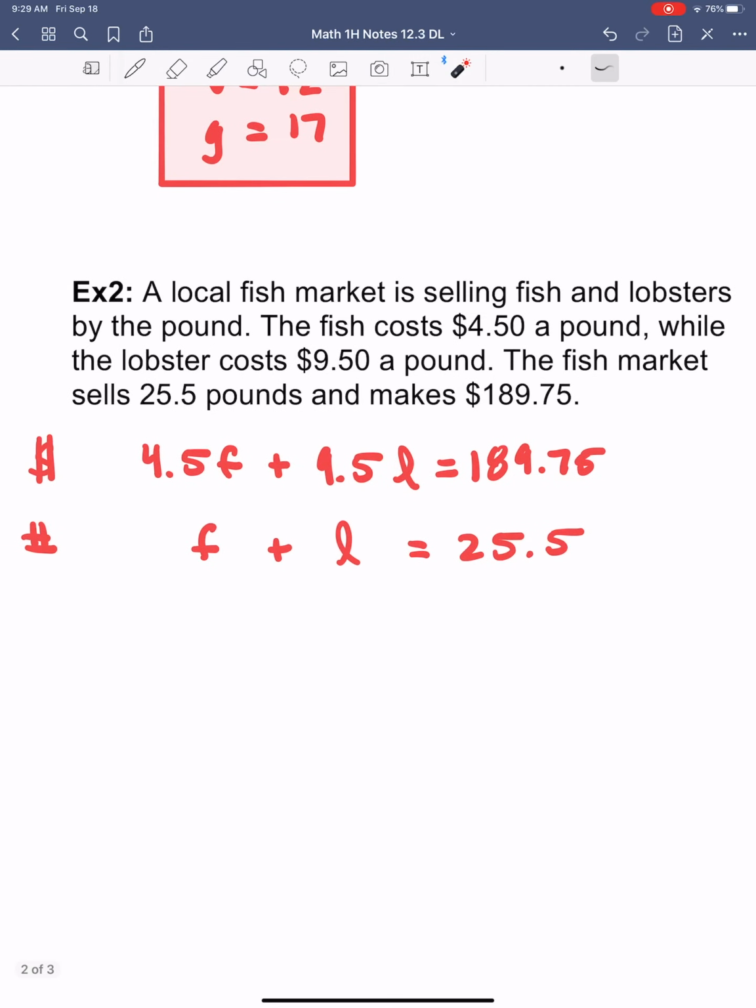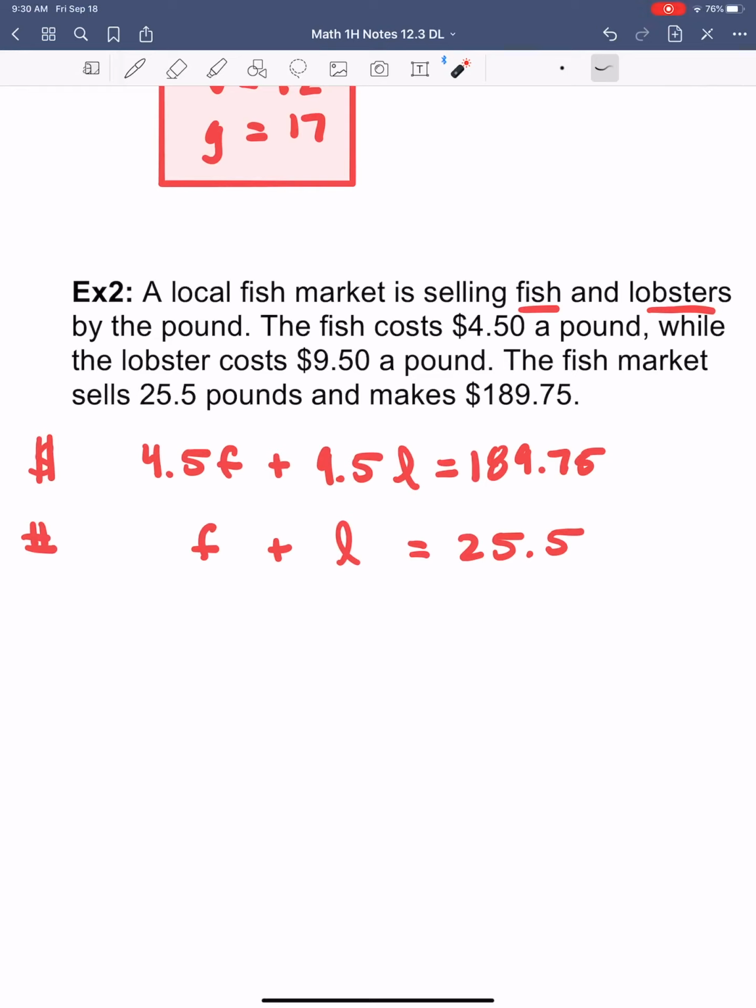It says a local fish market is selling fish and lobsters by the pound. The fish costs $4.50 and the lobster costs $9.50. The fish market sells 25.5 pounds and makes $189.75. So once again, we've got fish and lobster for my variables, and we've got all these values here. So $4.50 for the fish, $9.50 for the lobster, and that always equals the money here, right? 189.75, always the money.